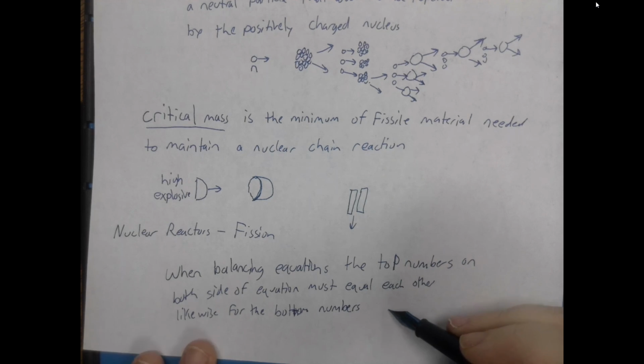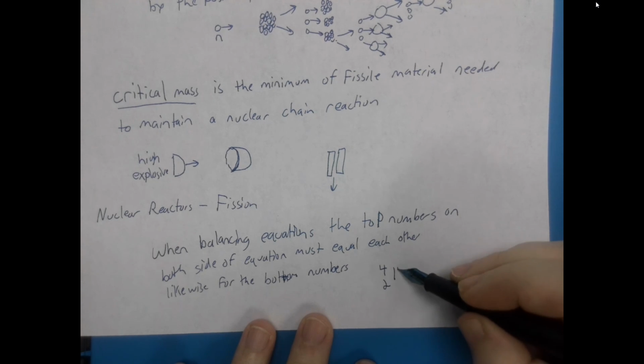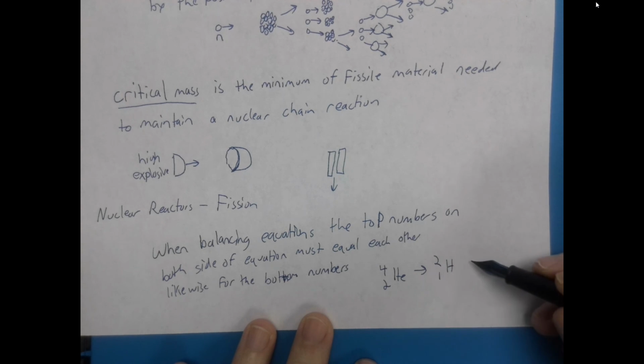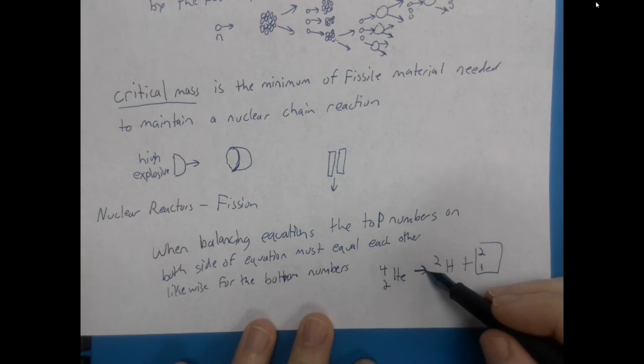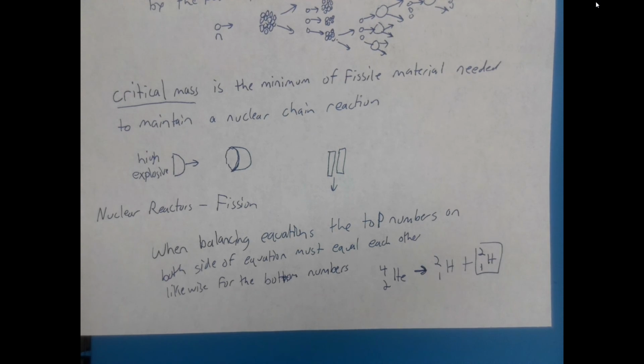So it's just what we've been doing. We have 4,2He, and we have 2,1H plus whatever. We know that this has to be a 2 because 2 plus 2 equals 4. This has to be a 1 because 1 plus 1 equals 2. These have to balance each other on both sides of the arrow. And 1, 2 corresponds to hydrogen. Any questions?